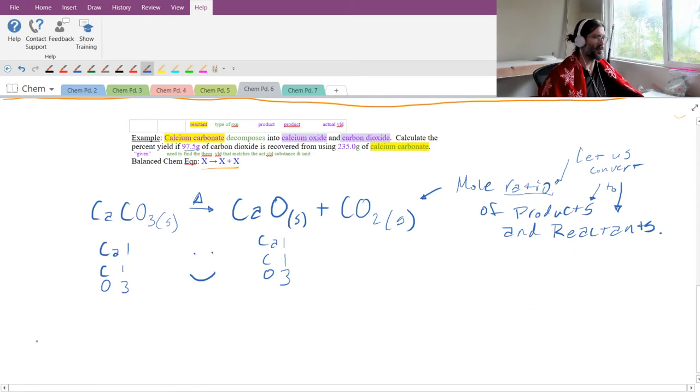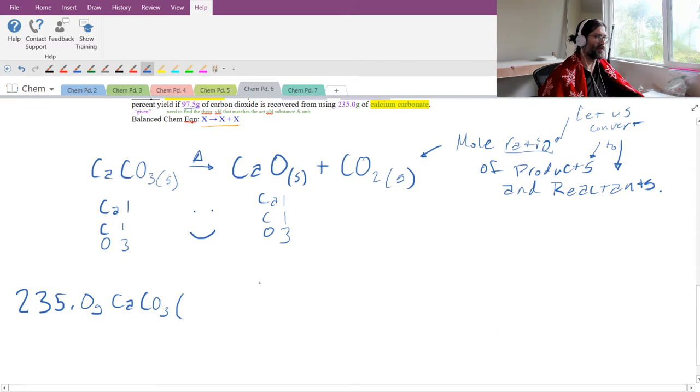So we'll start off with 235.0 grams of calcium carbonate, CaCO3. And we want to convert that because this is a mole ratio. We need to convert this value to moles so that we can convert that reactant to a number of moles of product.